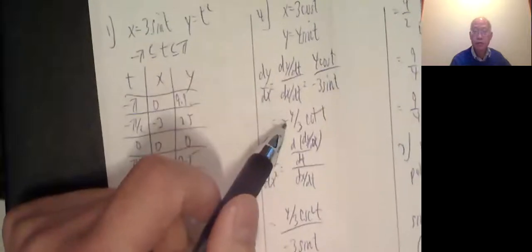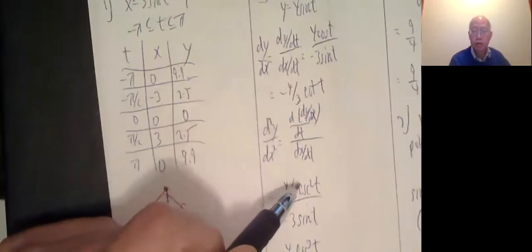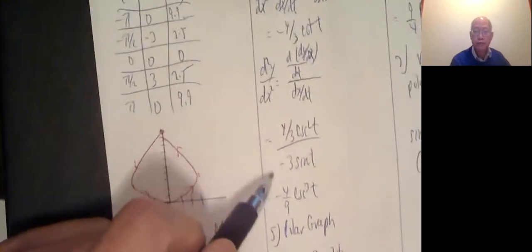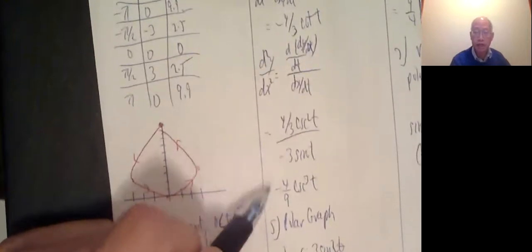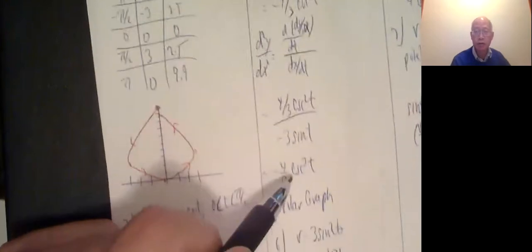So what's the derivative of negative 4/3 cotangent t? Positive 4/3 cosecant squared t. Okay, and 4/3 divided by negative 3, you can slide the 3 down as negative 4/9. And sine on the bottom means cosecant on top, so you end up with cosecant cubed.